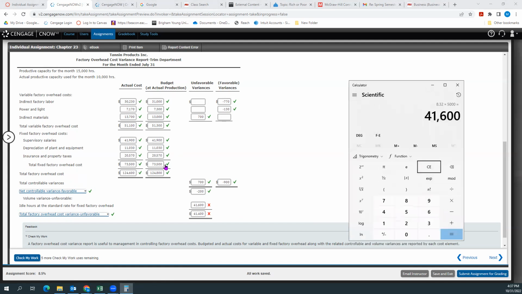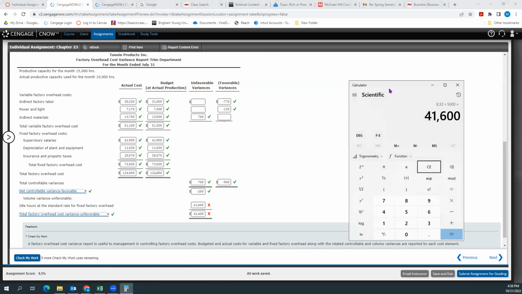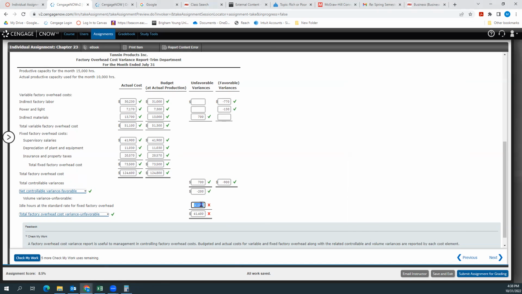So again, I think I took total, that's what I did. I took total factory overhead and I divided that to get my fixed rate. I should have taken total fixed factory overhead and divided it. So let's try that. 73,500 divided by 15,000 hours gives me $4.90 per hour, times the 5,000 hours under capacity that we were, gives us 24,500. That sounds more like it. And then 24,500 minus 200 is going to be 24,300.